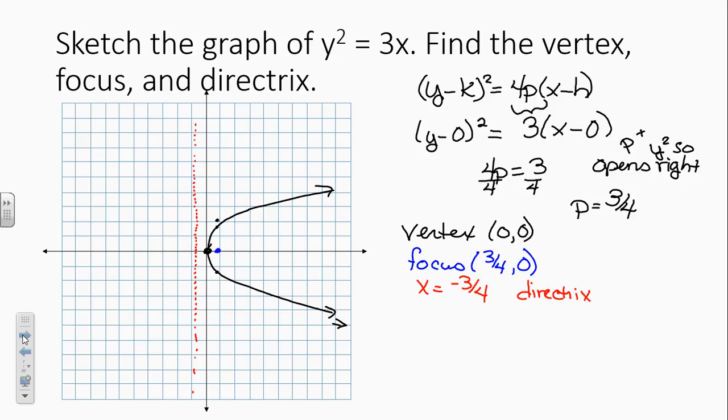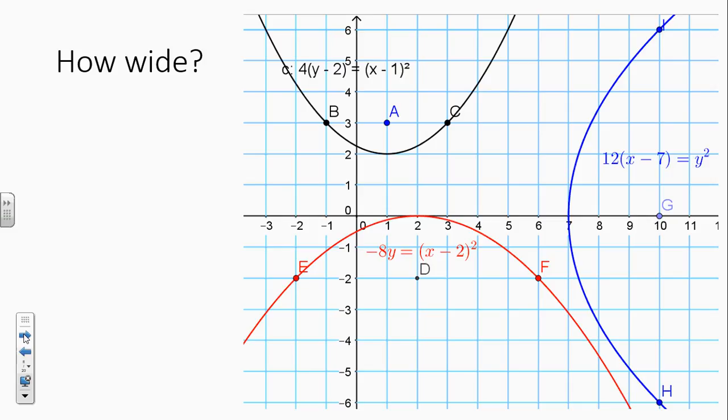How do we know how wide to make things? Let's look at 3 examples. This first example says 4 times the y minus 2 equals x minus 1 quantity squared. The x is the squared part, which means it's vertical, opening up or down. Because the 4p is positive, it's opening upward. My vertex is at 1, 2, since the part by the x is 1 and the part by the y is 2. And 4p is 4, so what's p? 1. So we went up 1 to get to the focus.